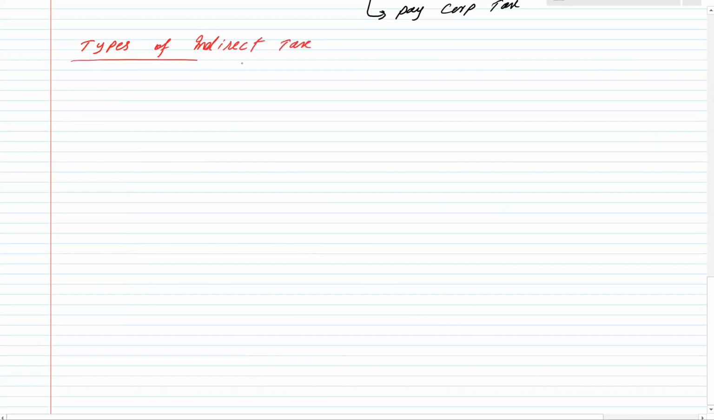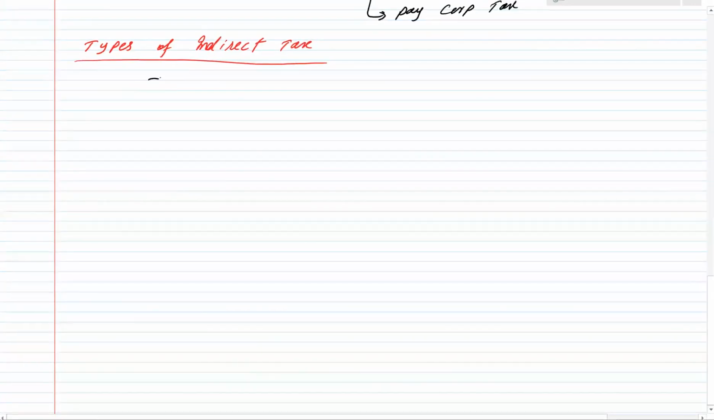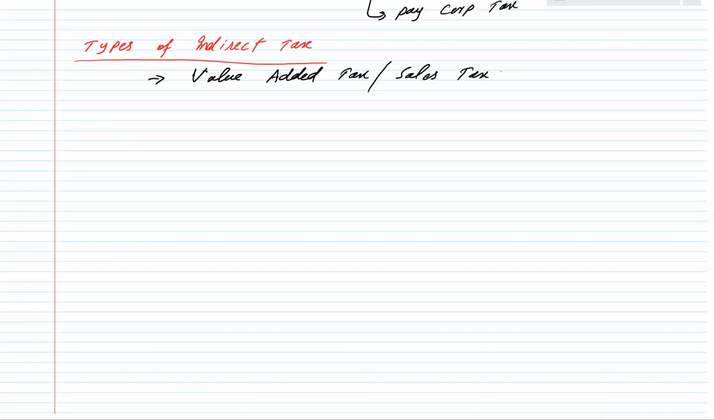On the other hand, if we move towards indirect tax, in our syllabus there is only one type of indirect tax, which is called value added tax. In some countries, it is also called sales tax, and in some countries, it is called GST, General Sales Tax. Anyways, right now we are studying UK taxation, so in the UK, it is called value added tax.